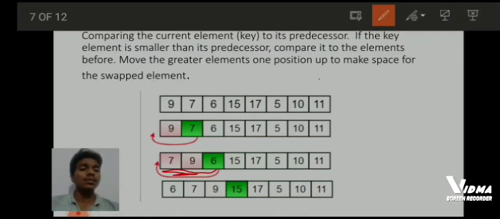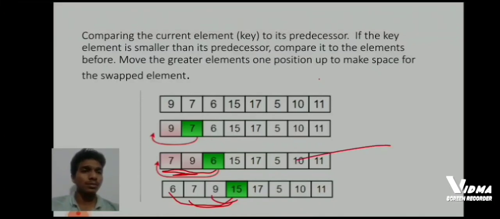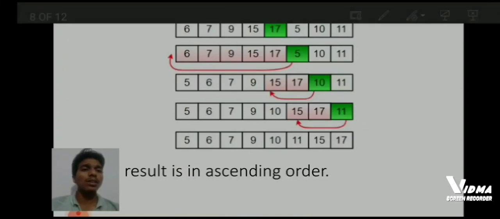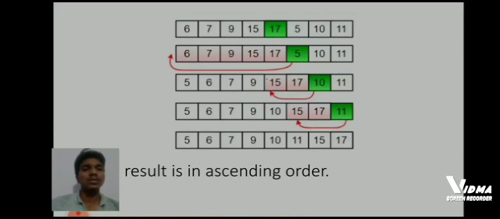And again 15, now it's time for 15. 15 compares with all the previous elements, and 15 is greater than all previous elements, so 15 remains in the same position. Again for 17, 17 compares with all the previous elements, and 17 is greater than 6, 7, 9 and 15, so 17 remains in the same position again.